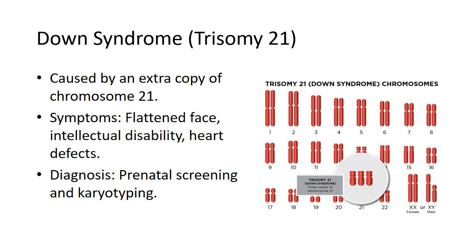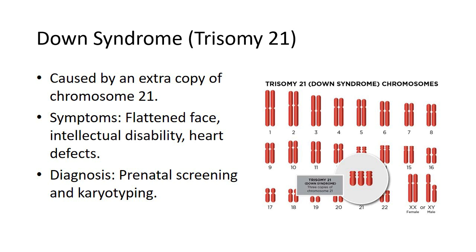Symptoms: physical features: flattened face, almond-shaped eyes, short neck, and a small mouth. Developmental and cognitive impact: mild to moderate intellectual disability, delayed speech, and motor skills. Health issues: increased risk of heart defects, gastrointestinal issues, thyroid problems, and hearing loss.